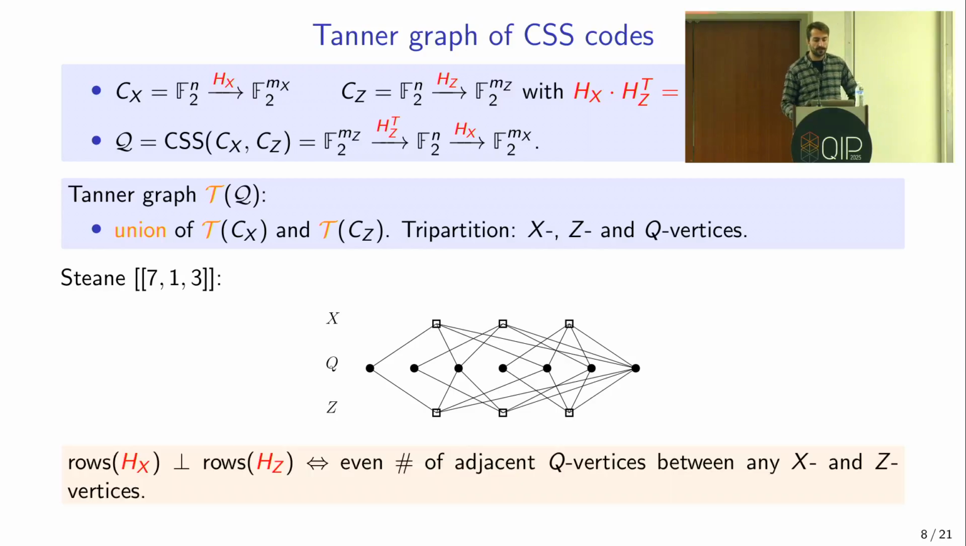We can interpret this CSS condition as a graphical constraint on the graph. There must be an even number of qubit vertices between any X and Z vertices. Any X and Z share an even number of adjacent black qubit vertices.